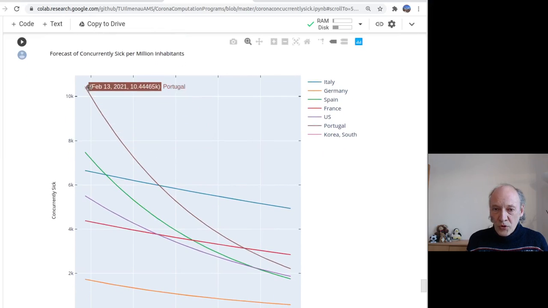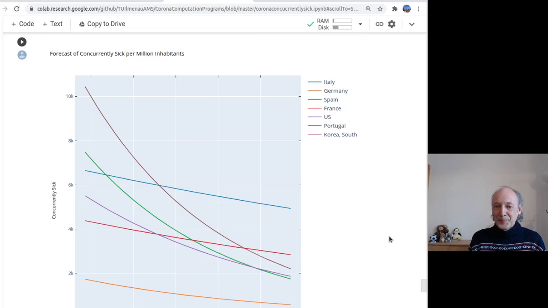Here we have Portugal, so it's on the way down. That's good. Germany is also on the way down. Here, South Korea is kind of flat, which is good because they're very low anyway. Also the US is going down. France is going down, but not so fast. Similar, Italy. So actually the trend is right. This is where we want to be.